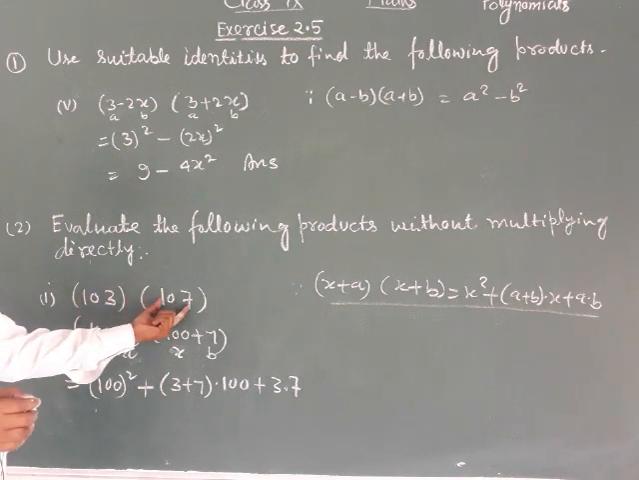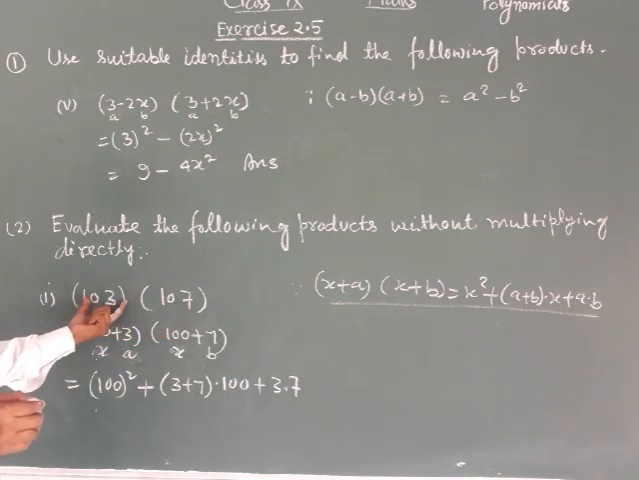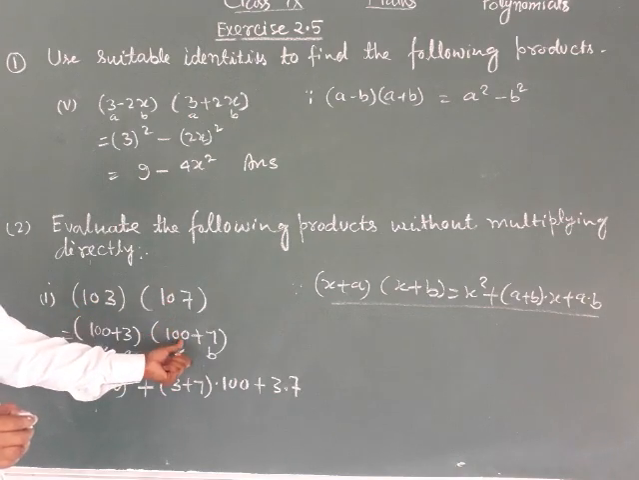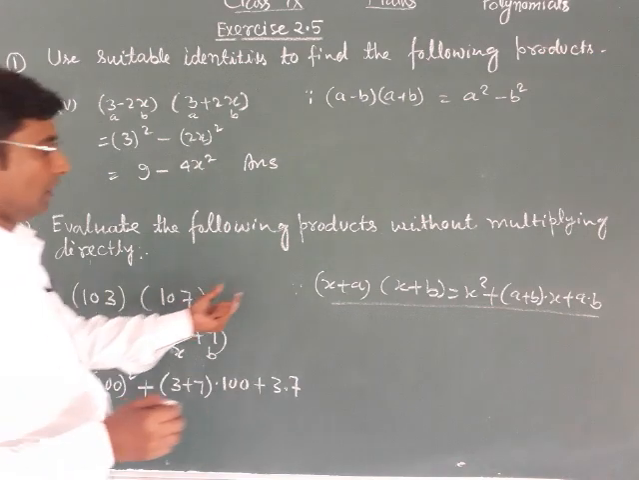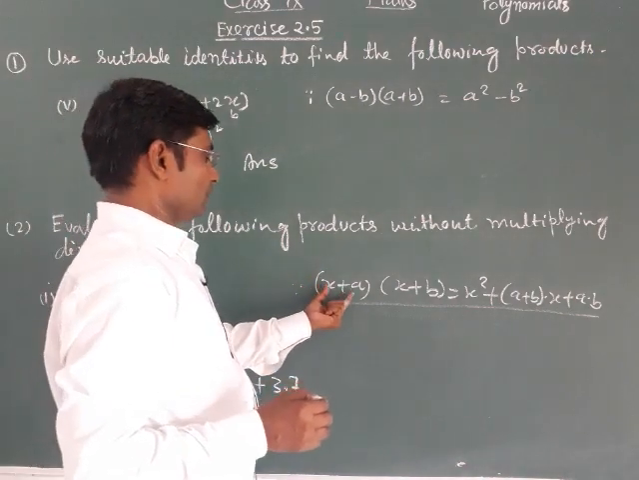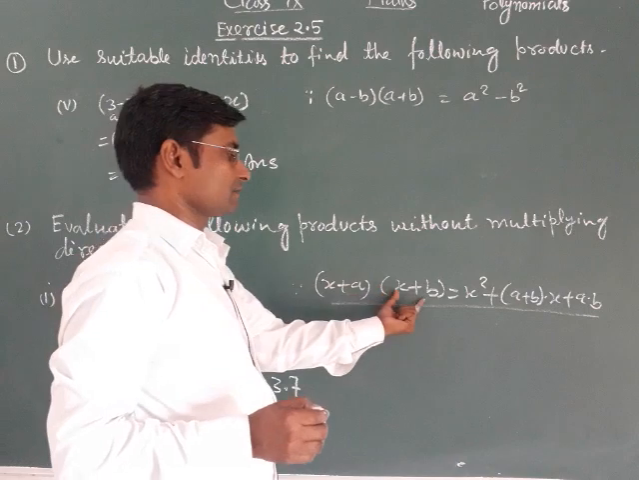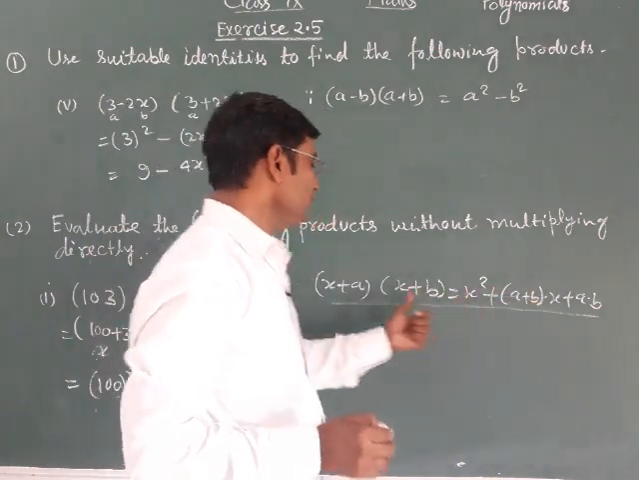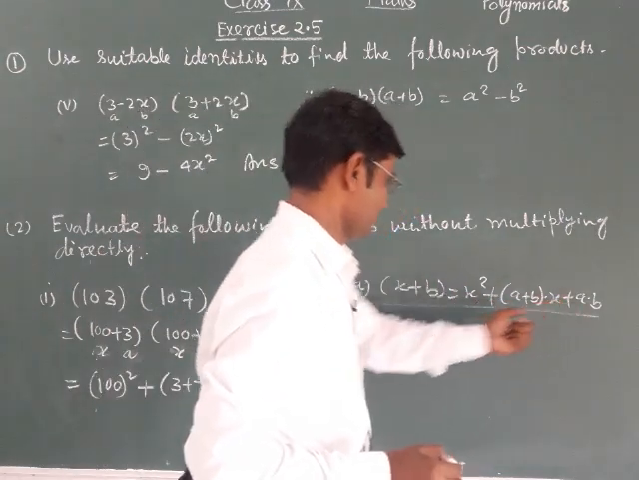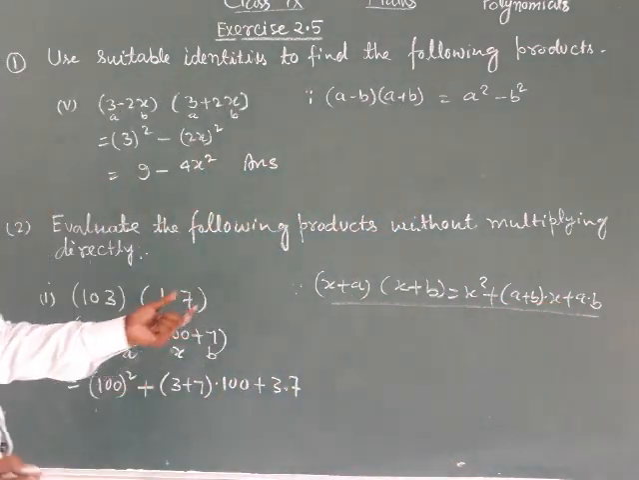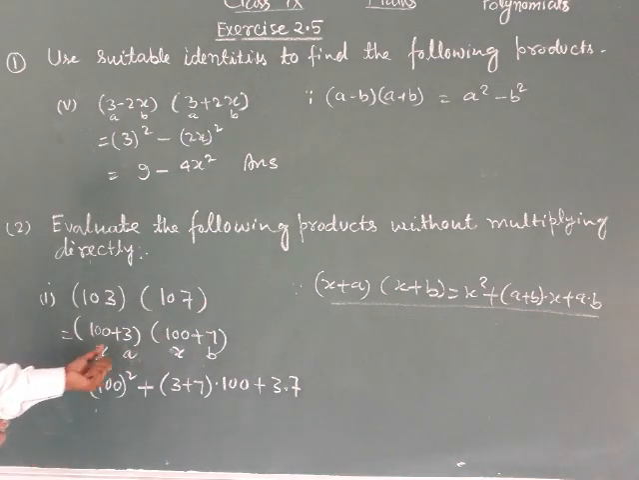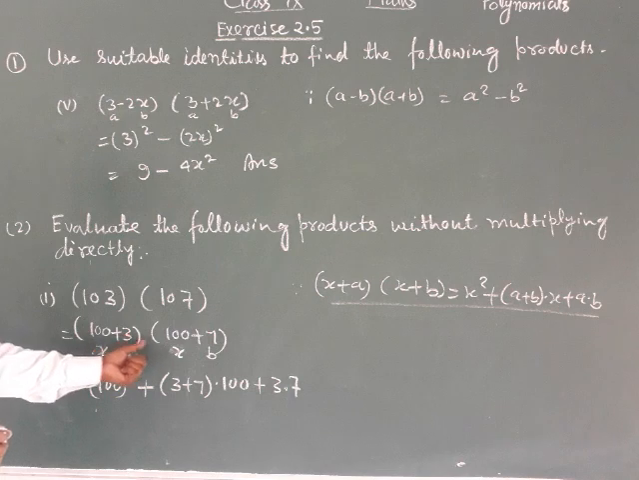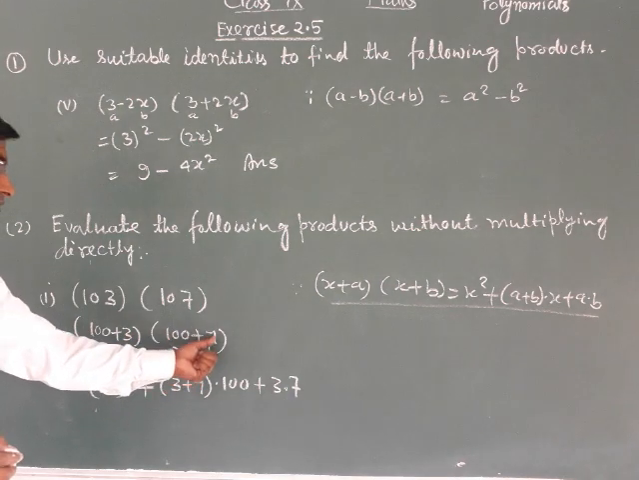Now 103 and 107. It's split into two parts: 100 plus 3 and 100 plus 7. We know that identity: x plus a, x plus b is x square plus a plus b into x plus a into b. Now use the identity here. Take x equal to 100, a equal to 3, x equal to 100, b equal to 7.